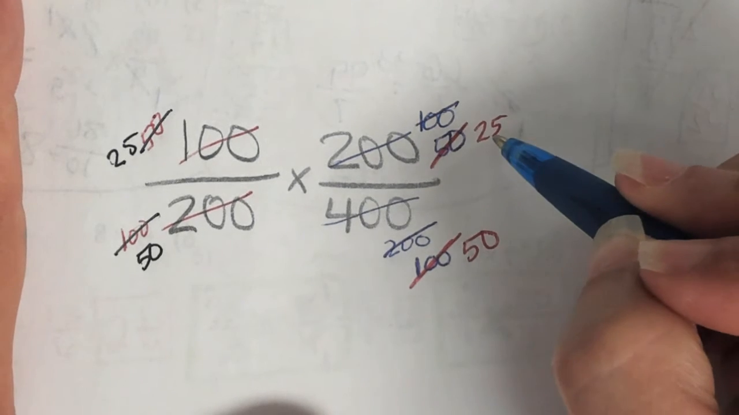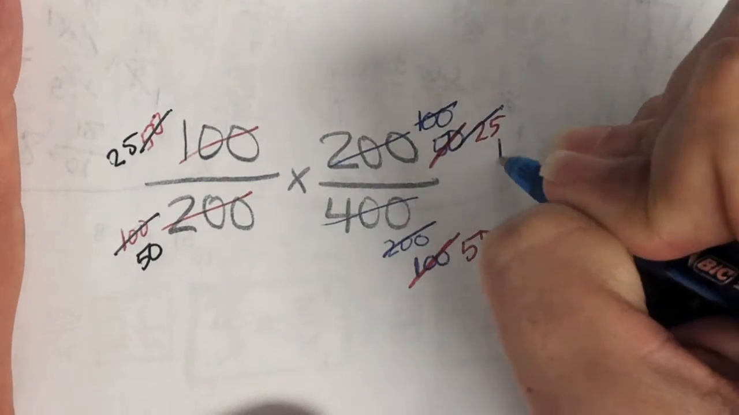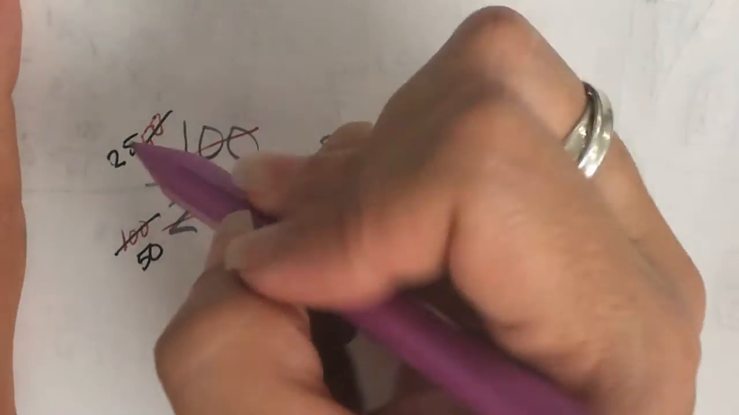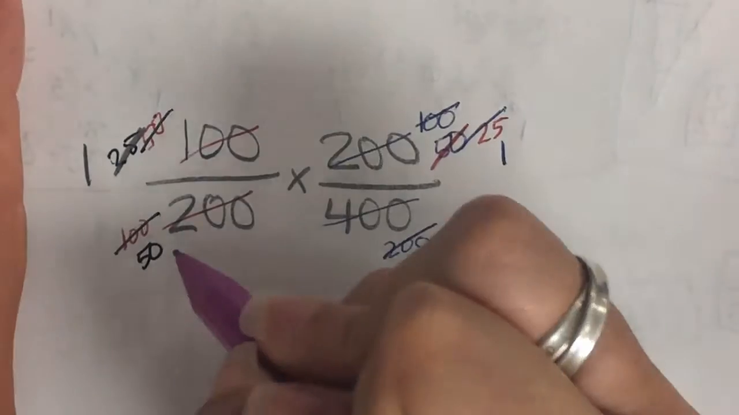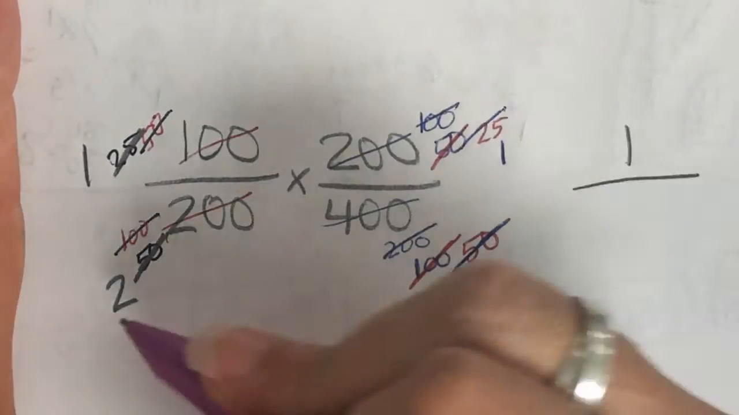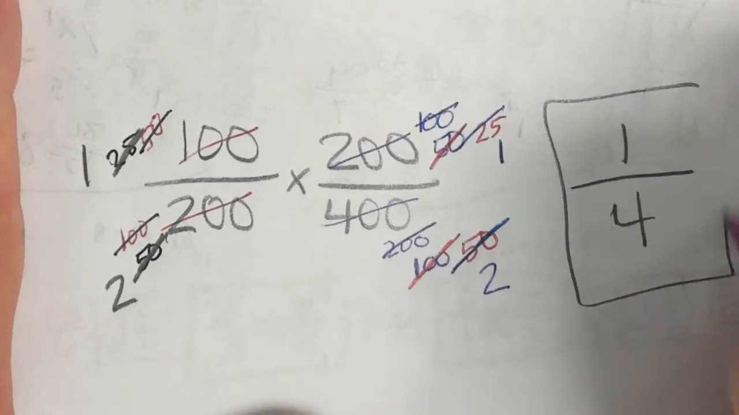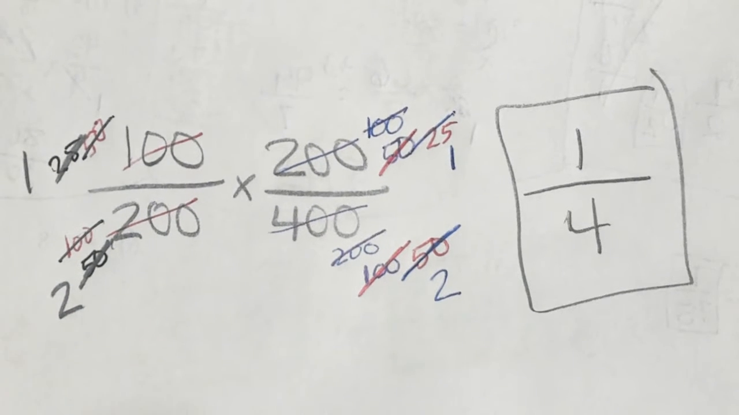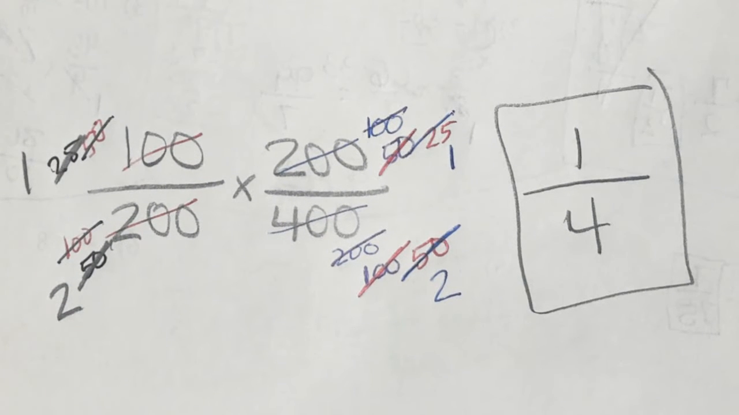So 25 divided by 25 is 1. 25 into 50, 2. So I did those 2 together. 25 into 25, 1. 25 into 50, 2. 1 times 1, 2 times 2, 4. I don't understand why I'm kind of confused, but at the same time I'm not. I just want you to see that it doesn't matter how many times you simplify tops and bottoms. As long as you do one at a time, you're good to go. You can keep going on forever.